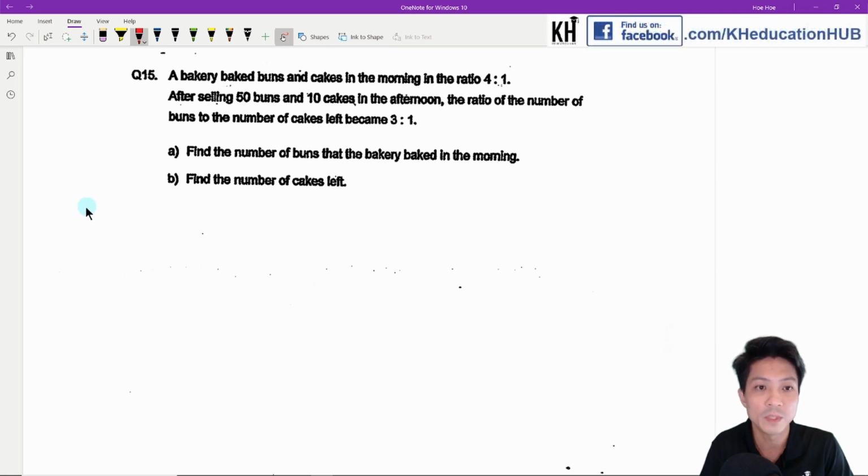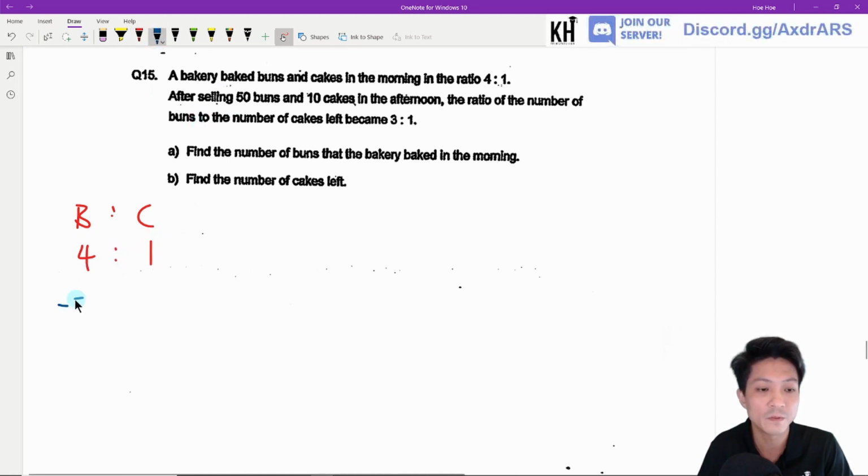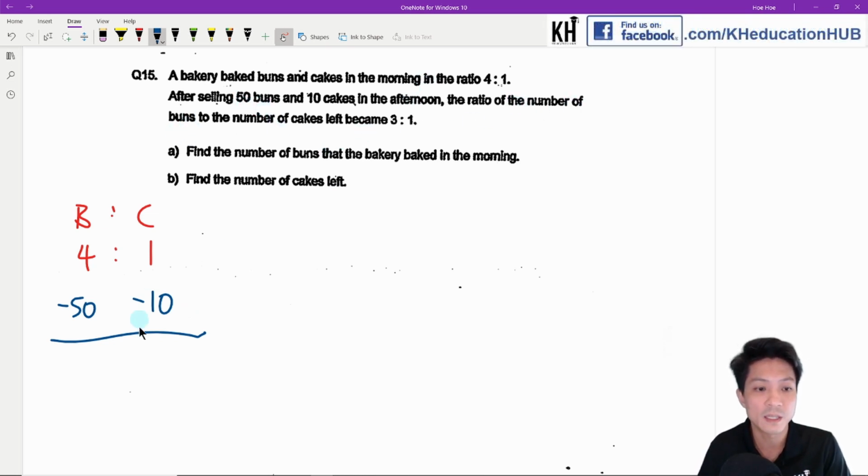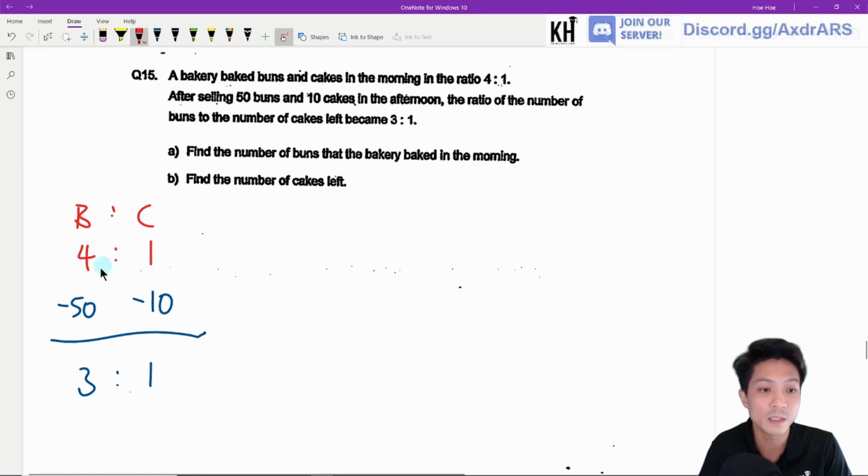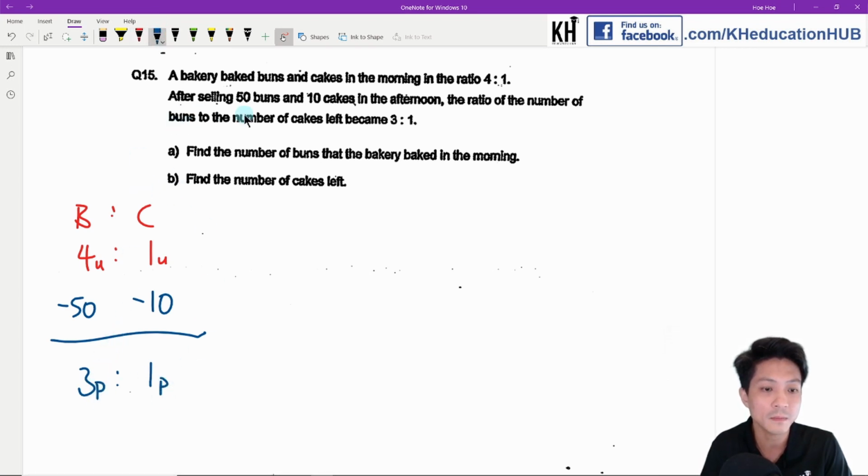So the ratio at the beginning of buns to cakes will be 4:1. After selling 50 buns, so minus 50, and minus 10 cakes, the ratio of the number of buns to the number of cakes left will become 3:1. So this is basically a units and parts and a cross multiply type of question. You can treat this as 4 units and 1 unit, and this will be 3 parts and 1 part.